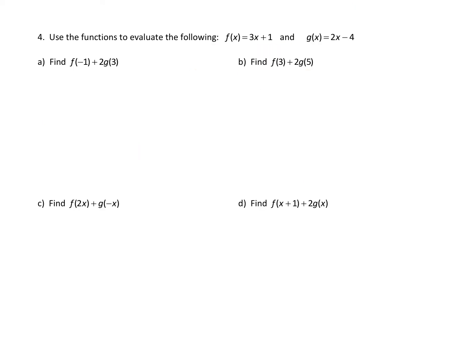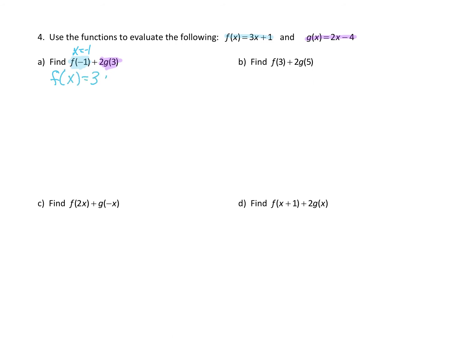All right, on this page, we have two different functions. We have f and we have g. So when we are looking to solve, we have to make sure we really pay attention to whether we're using f or g. So for example, f of negative 1 will use f. 2 times g of 3 will use g. So first, I'm going to plug in negative 1 for x into f.